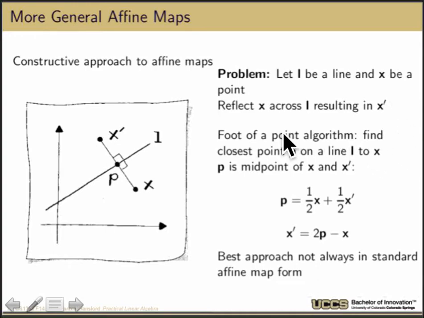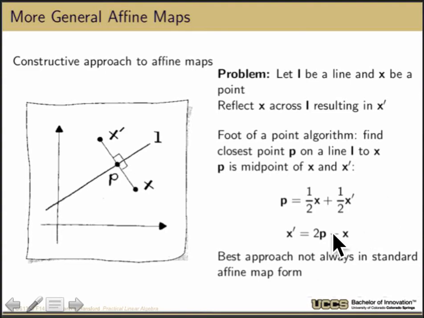To do this, we can figure out the foot of the point. If you remember, the foot of the point on the line is the point closest to it. Once we have that point p on the line, we know it's the midpoint of the segment between x and x prime. So if we want to reflect, we go from x to p and then continue in that direction from p to x prime. So x prime is just 2p minus x.